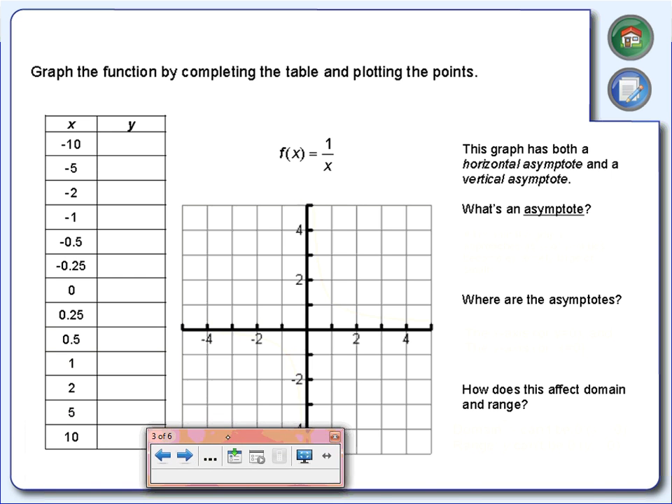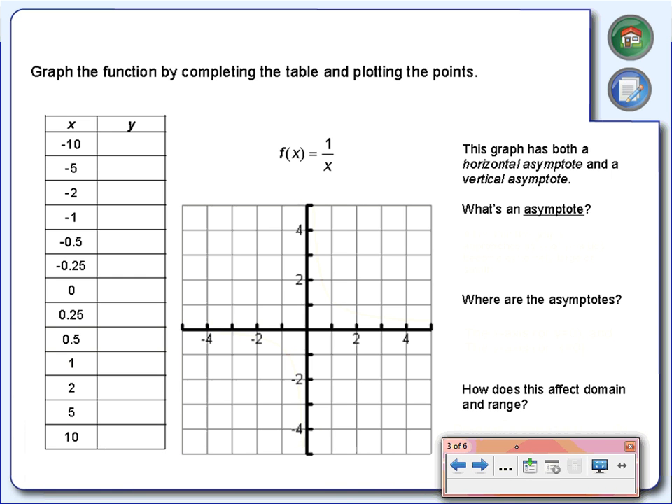So what I need you guys to do is get your calculators out and get yourself a nice clean screen. Do not go to y equals yet. Hold off on that. Just get yourself a nice clean screen. Notice we're given a table, and we need to fill out this table. Just like we do with any other function, to get our y values, we're going to take the x's and plug them into the equation, or in our case, 1 over x.